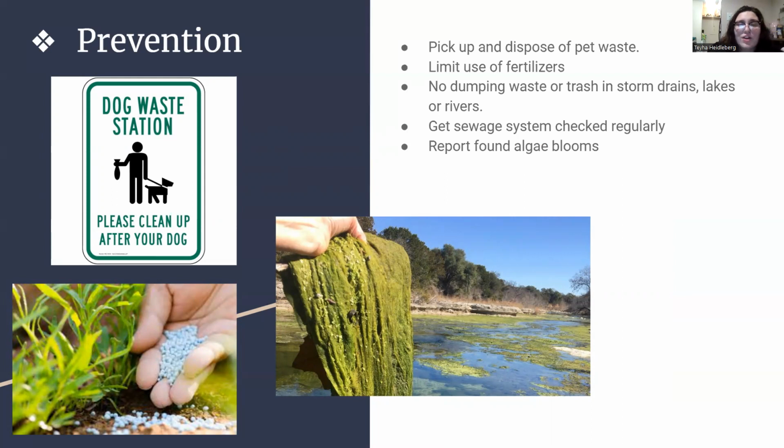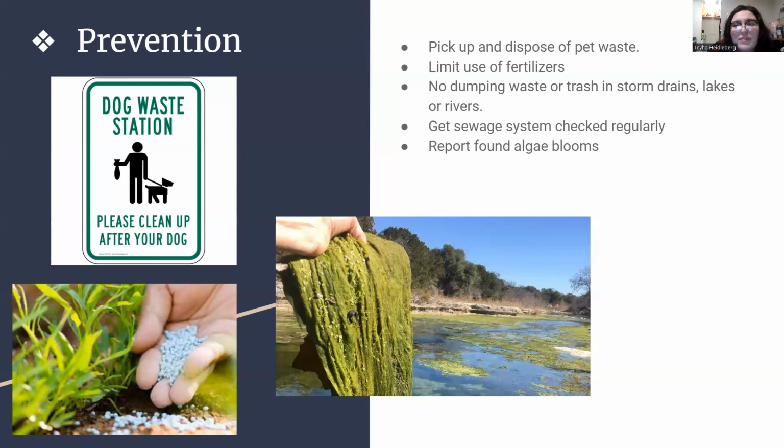And then prevention for this would be to pick up and dispose of your pet's waste. The runoff from pet's waste or anything like that can cause the algae to form. Limit use of fertilizers. Fertilizer is a big thing. It runs off into the sewage, into the storm drains, and it causes algae to form. Also, do not use fertilizer before you know it's going to rain, snow, anything like that, and never use fertilizer when it is iced.